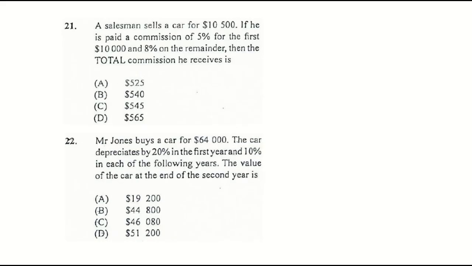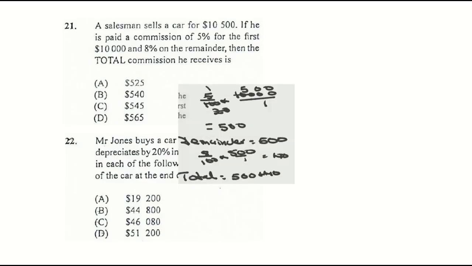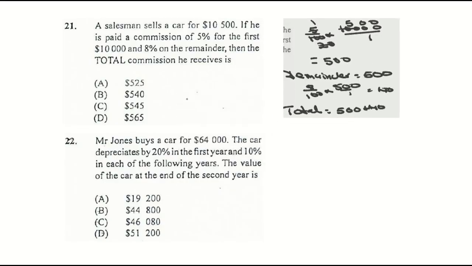Right, number 21. A salesman sells a car for $10,500 and is paid a commission of 5% for the first 10,000 and 8% for the remainder. This is a repeated question. So 5% of 10,000 is 500, and then the remainder was 500. 8% of 500 was 40. 500 plus 40 was 540. So B is your answer.